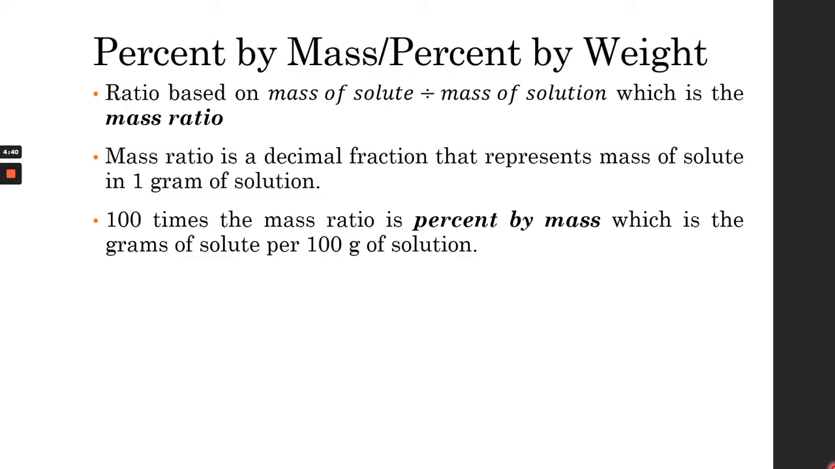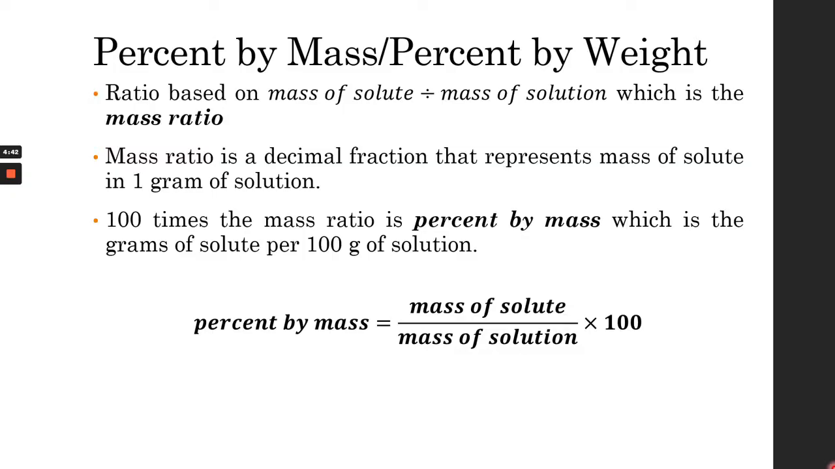in simplest terms, this is the equation that we use when you want to look for percent by mass. We divide the mass of solute by the mass of the solution, and then we multiply it by 100 since we're making it a percentage. This is the mass ratio right here. By multiplying it by 100, we can get the percent by mass. It's basically how much mass of solute is in every 100 grams of solution.